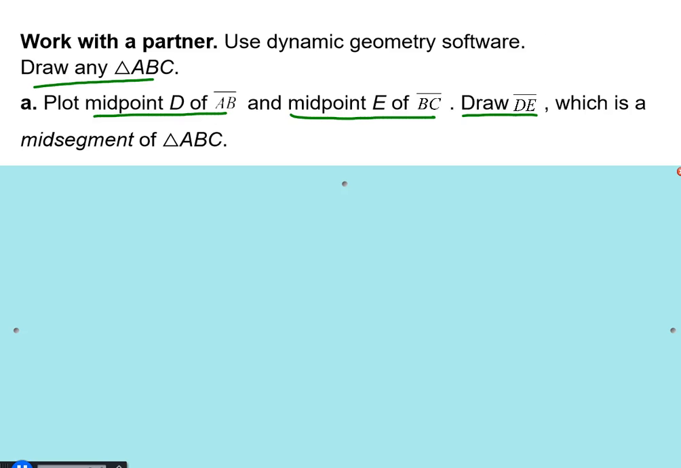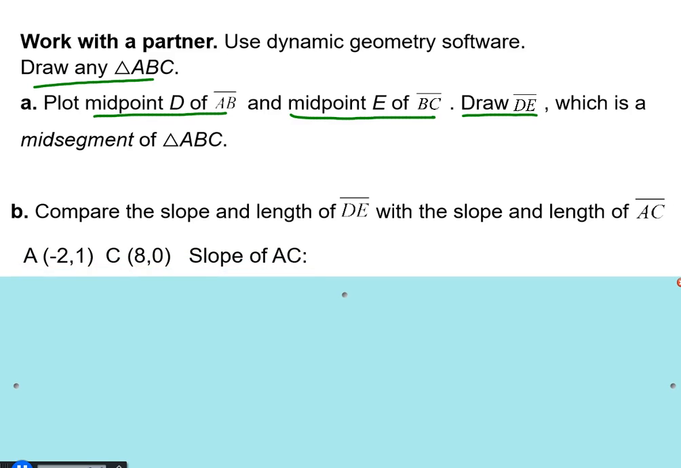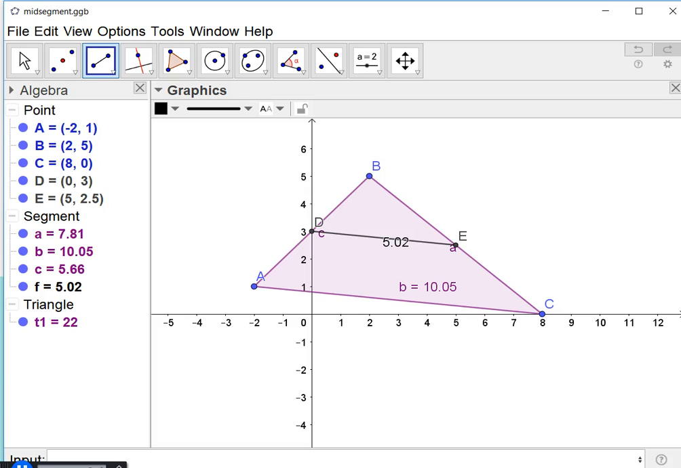Now, in this lesson, we want to also look at how the slope and length of DE, that's our midsegment, compare with the slope and length of AC. Let's look at the lengths first, because those are on our picture for us. When we look here, you see that the length of DE is 5.02 and the length of AC is 10.05. And hopefully you notice that 10.05 is just about double DE.